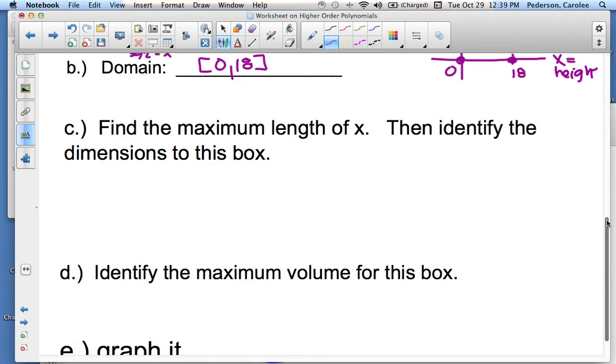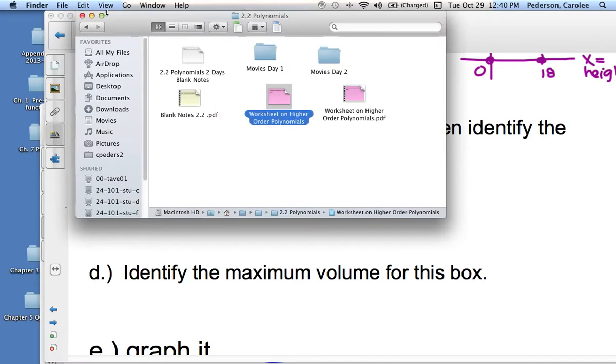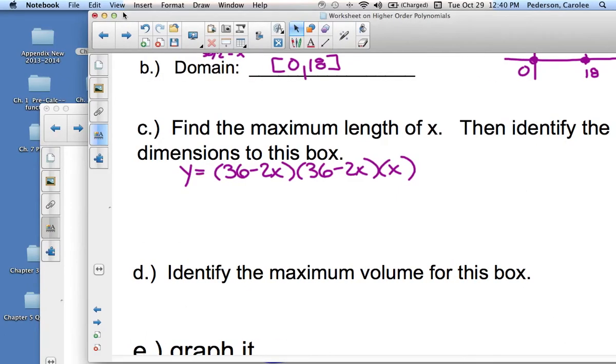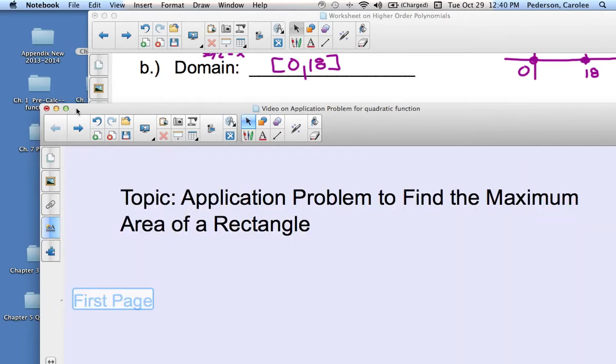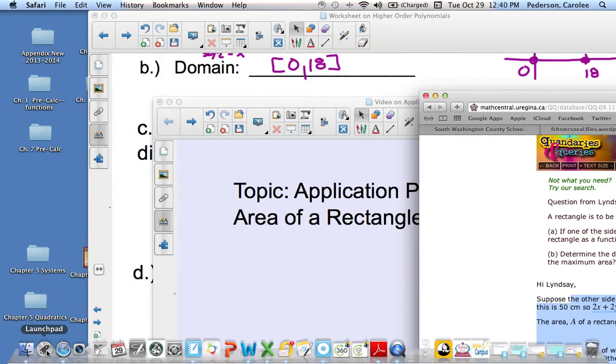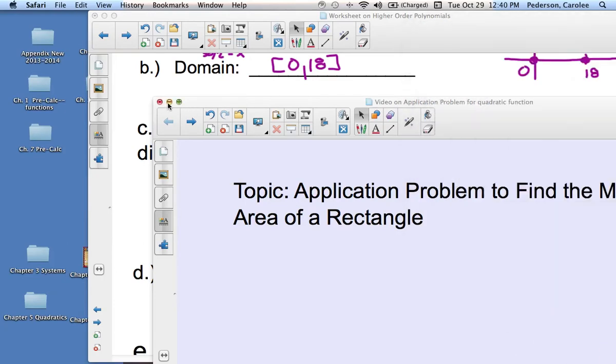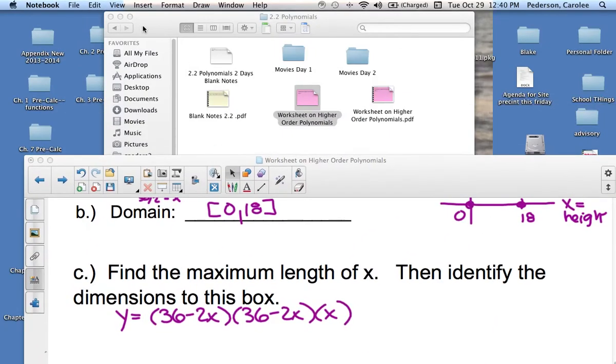We want to identify the dimensions of this box. So we're going to graph this function. You can use your graphing calculator to give you a sketch of it. I'm going to go ahead and bring up mine. It'll take a couple minutes to bring it up. Okay, it's starting to come up.